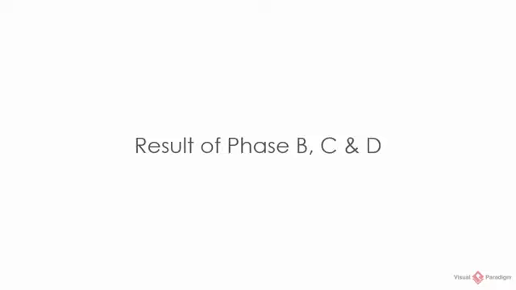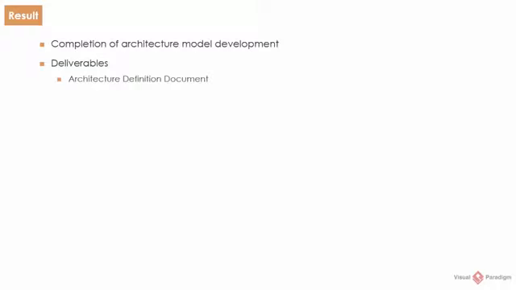Results of the Phase B, C, and D. The primary goal of Phase B, C, and D is to produce the baseline, target, and the gap for the 3 architecture domains, which are the business, information systems, and technology. In this phase, the following deliverables will be produced: architecture definition document and architecture requirements specification.